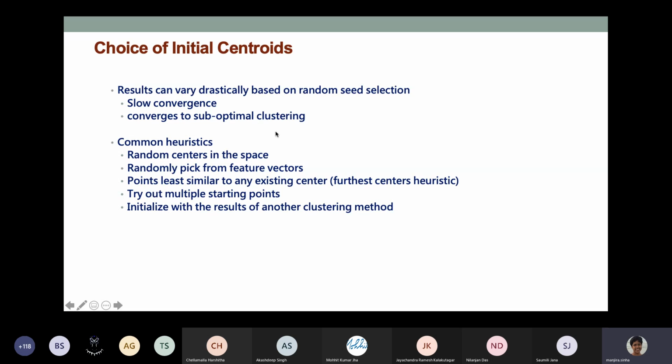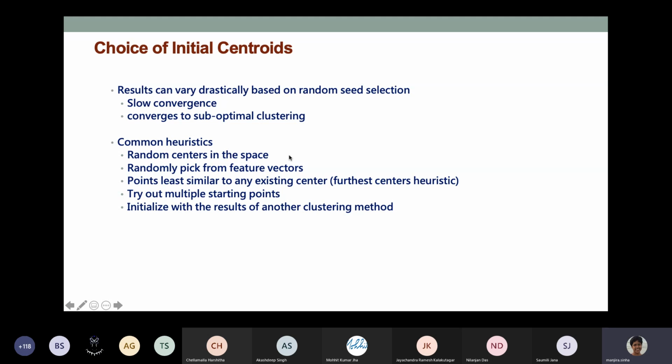So the common heuristics are: random, where we pick random centers in the space; we randomly pick from feature vectors; and the farthest centers heuristic, where we pick points which are least similar to any existing center, and we try out with multiple of these points; or we initialize with the results of another clustering method. Okay, these are different heuristics, not steps.